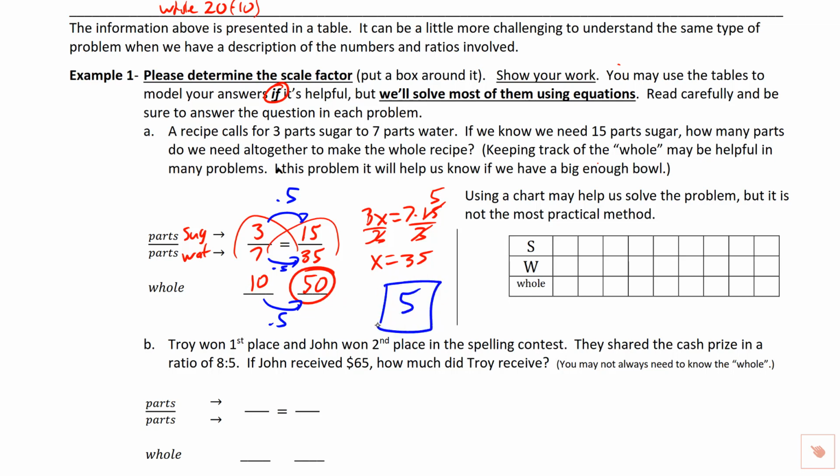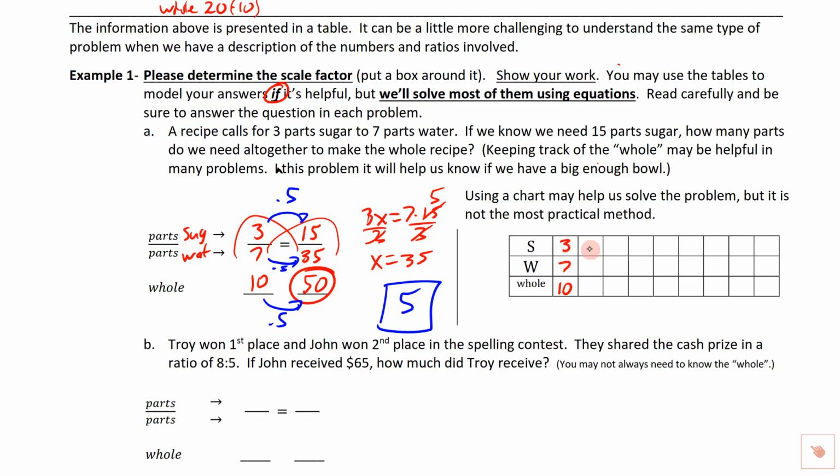Now, there's a chart that we've set up here, and you can do that on some of these. I don't find this really useful, and I'll show you why. I find it much easier to just solve this by going through and solving equations and using scale factors. The way to do this would be to write down 3 parts of sugar and then 7 parts of water and then 10 parts altogether. And then just step up, double the recipe and triple the recipe.